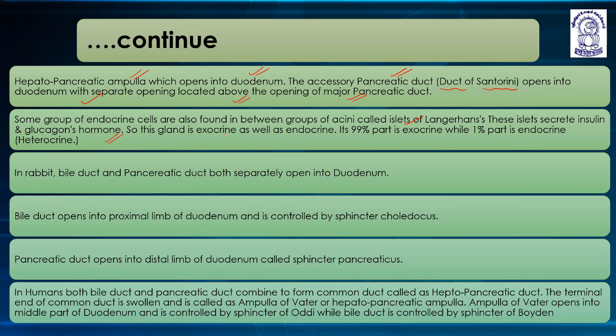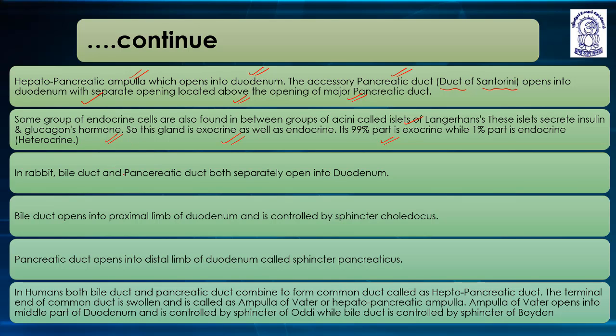So this gland is exocrine as well as endocrine in function. 99% of it is exocrine, while 1% is endocrine. So it is heterocrine, meaning the exocrine and endocrine functions differ, with exocrine being the more dominant function. So they are mixed glands, heterocrine.